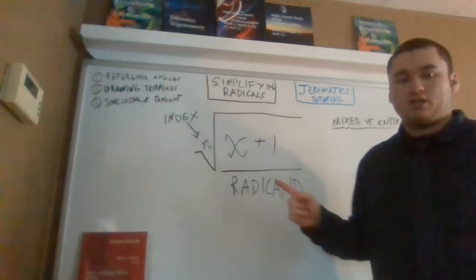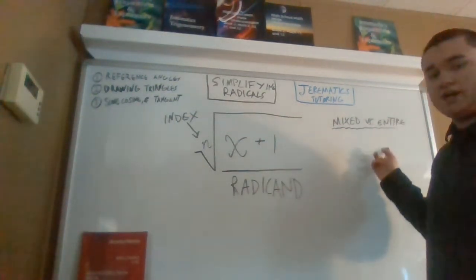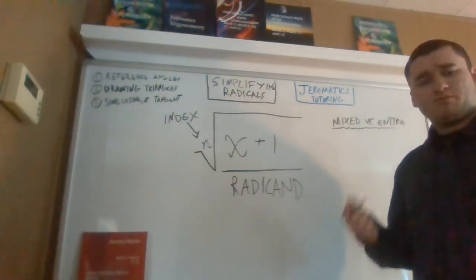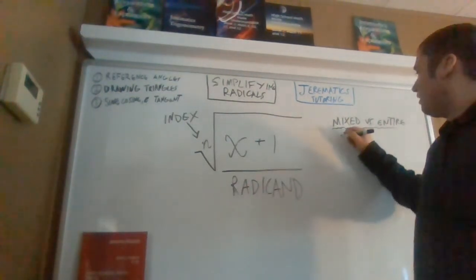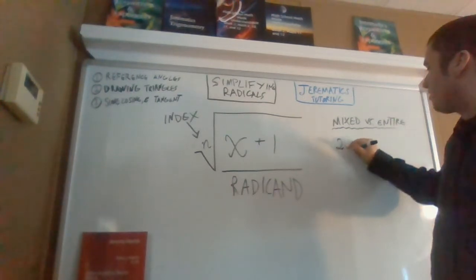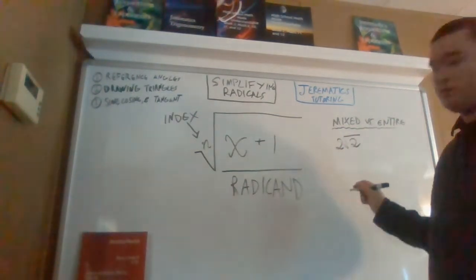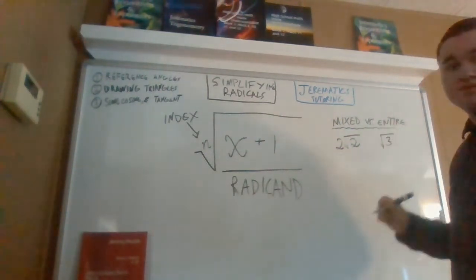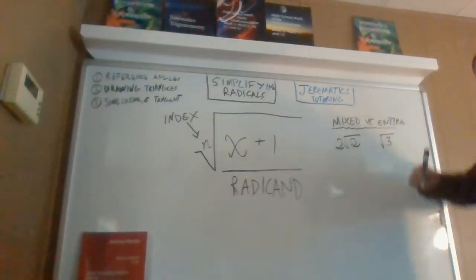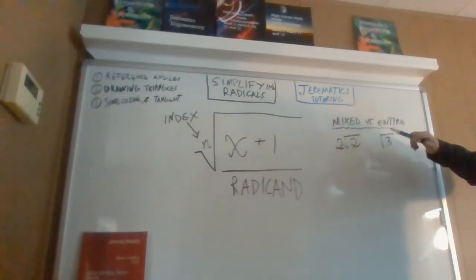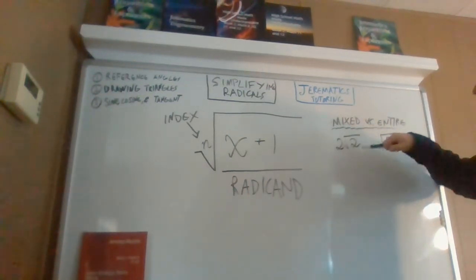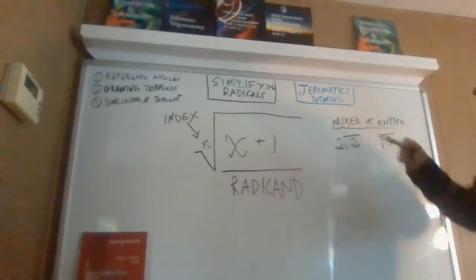There are 2 different kinds of radicals. There is a mixed radical and an entire radical. The difference between a mixed and entire radical is pretty easy. A mixed radical is something like this, 2 square root 2, and an entire radical is something like this. Well, what's the difference? This is how I remember it. In an entire radical, your entire number is underneath the radical. And in a mixed radical, well, you've got a number in front and inside.